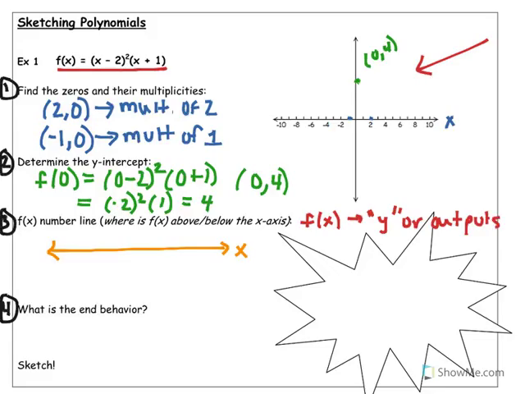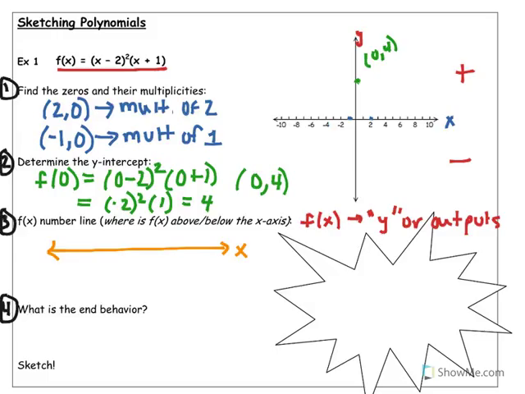And what I'm really going to figure out is, when is my function f of x, when are the outputs positive and when are they negative? When they're positive, they're going to lie above the x-axis, when my y values are positive, and when they're negative, they're going to lie below the x-axis. And this is what I'm going to do to figure out the shape of my function.